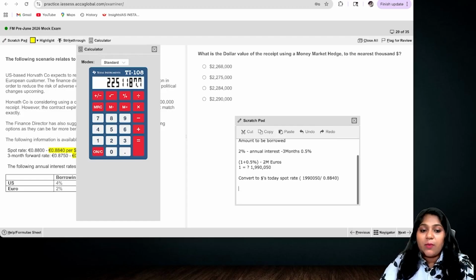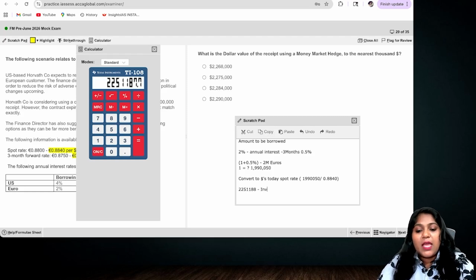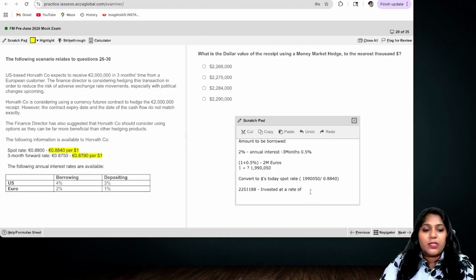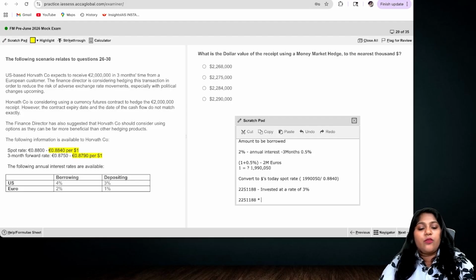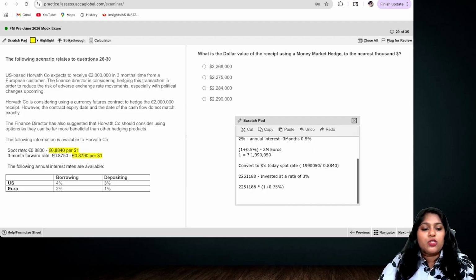No. After 3 months, how much will it be? You will not keep this quiet, right? You will have to go ahead and invest somewhere. At a rate of, what is the deposit rate of US, guys? 3%. And after 3 months, it will be earning an interest of how much? Don't write your answer. 2,251,188 multiplied with, if you take 3 months interest, it is 0.75 percentage. So 1 plus 0.75 percentage for 3 months interest should give us the value.